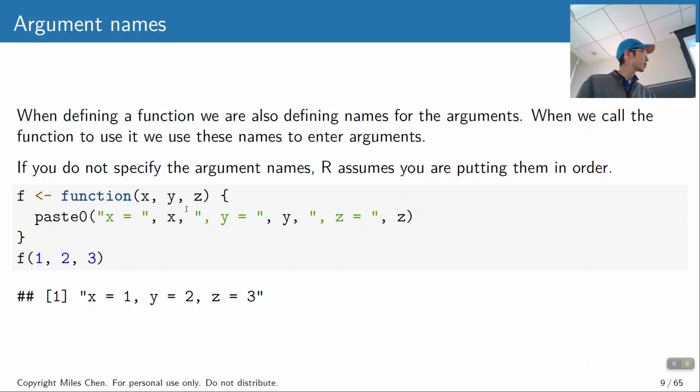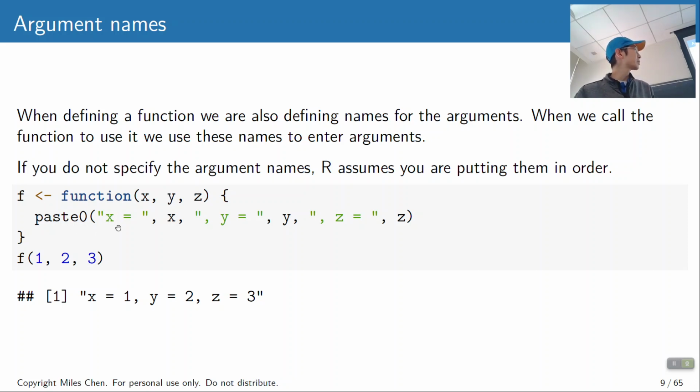And when you call the function in R, if you don't specify the names, then R matches them up in the order, right? So I didn't say x equals 1, y equals 2, and z equals 3, but it's going to match up 1 with the first argument, which is x, 2 with the second argument, which is y, and 3 with the third argument, which is z.